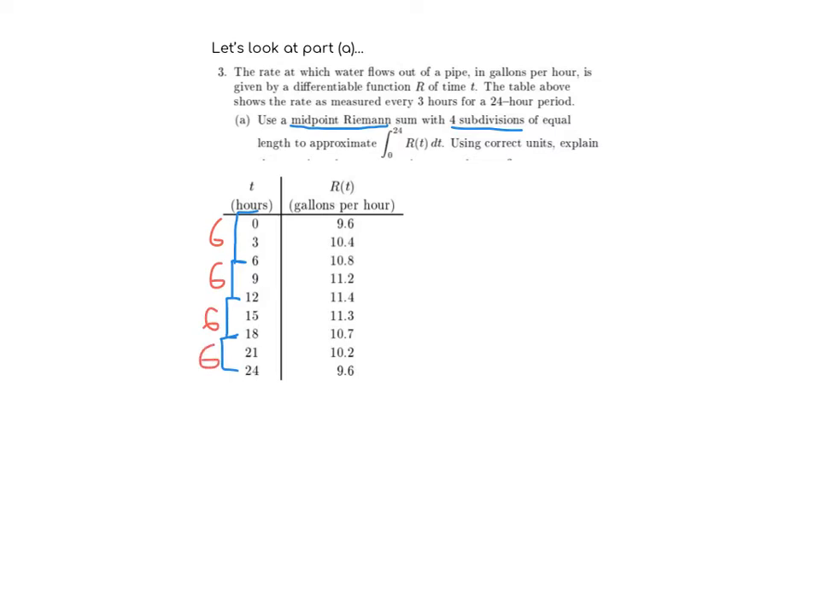That also means that for each of these intervals, I've got to use the height at the midpoint. That's why this is a midpoint sum. So the middle one for the bottom one is 10.2. For the next one down is 11.3. The second to the top is going to be 11.2. And then the top one is going to be 10.4. Okay, and we've got to approximate the integral from 0 to 24 of r of t dt.